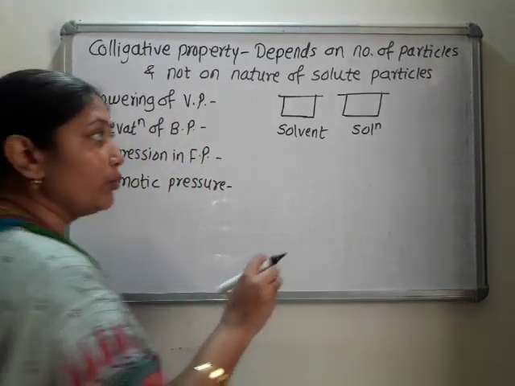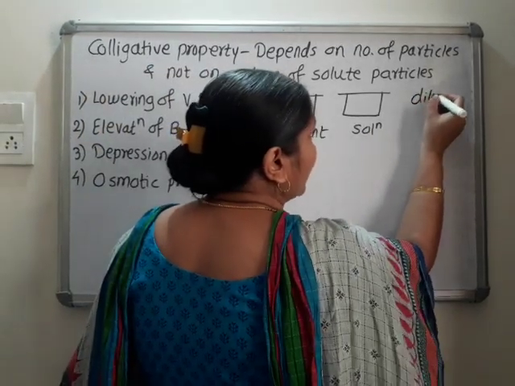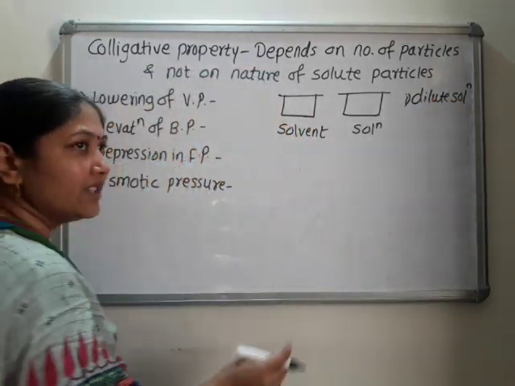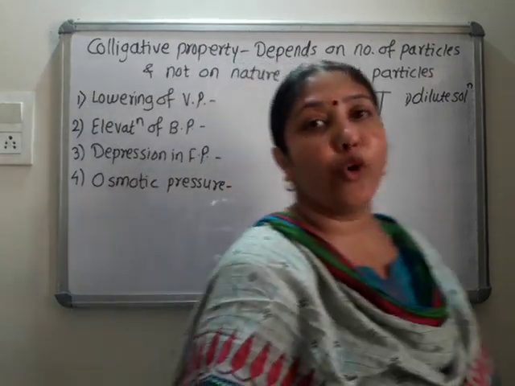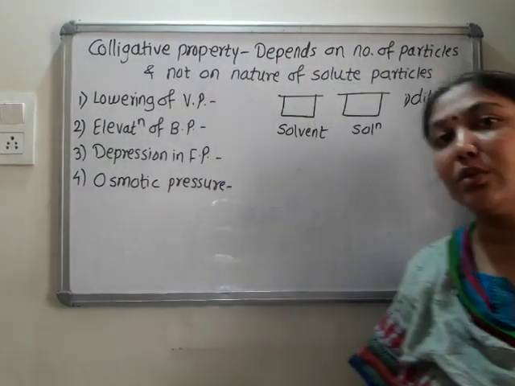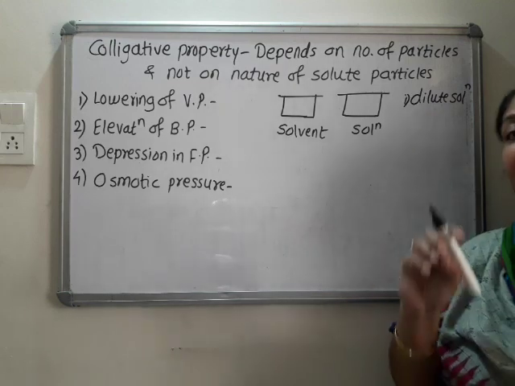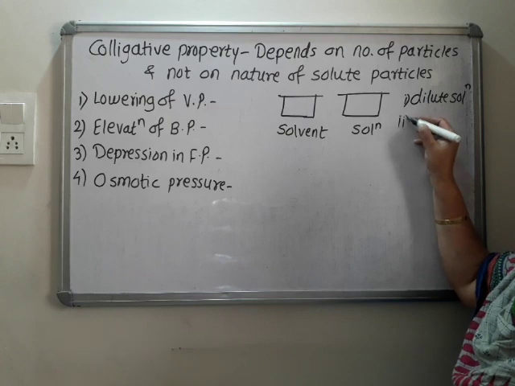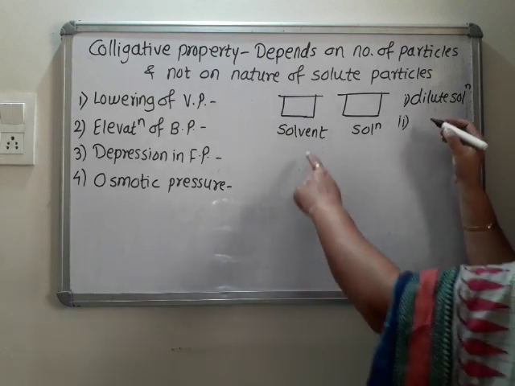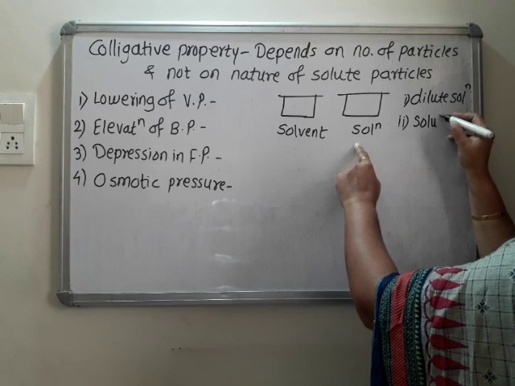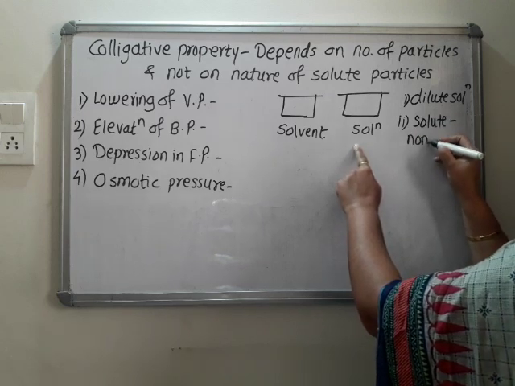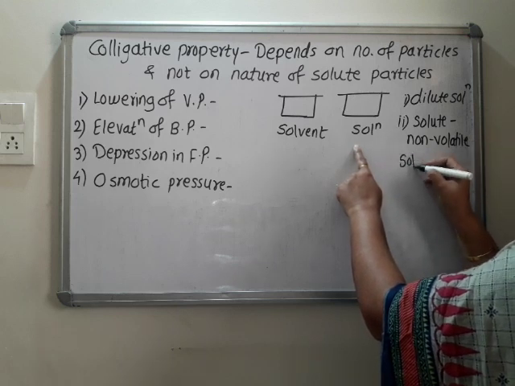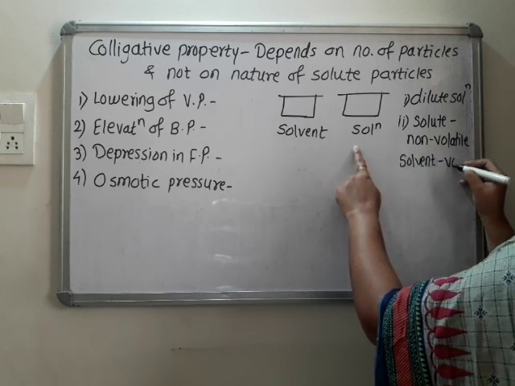To study colligative properties, we have to use a dilute solution. It is said that a 0.2 molar or less than 0.2 molar concentration solution must be used. So number one, the solution should be dilute. Second thing, the solute must be non-volatile, and the solvent is volatile.